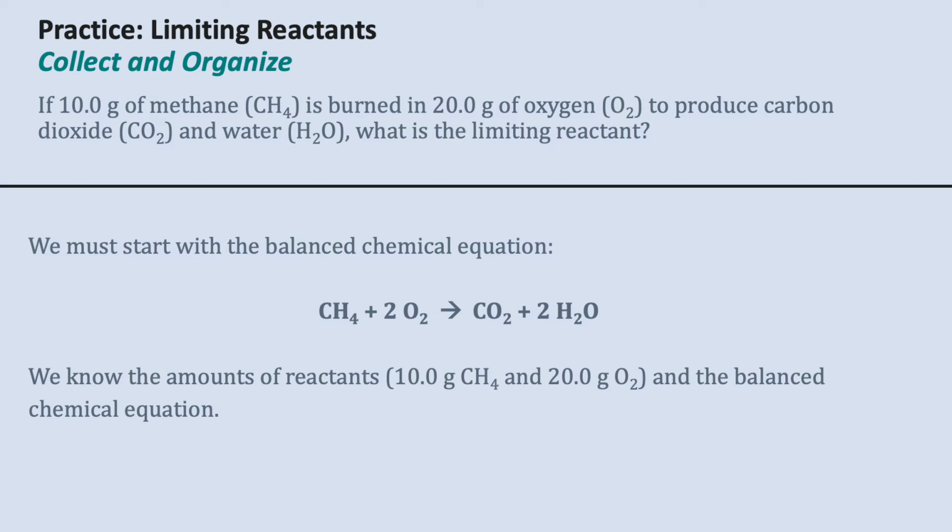So we need to start with a balanced chemical equation, and that is not given. So for CH4, you would need to write that it reacts with oxygen to produce carbon dioxide and water, and then go through and add anything you need to balance it, which in this case is a 2 in front of H2O and a 2 in front of the O2. We also know the mass of the reactants, so we know how much CH4 and how much O2 we're starting with.